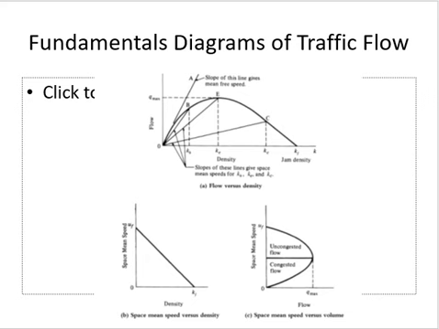Then we have the relationship between flow and density. So again we start from 0. Flow is 0, density is 0. Density 0 means no vehicles on the road. So the flow is 0. It's like an empty vessel. There's nothing inside, so obviously there is no flow. Then density increases and flow also increases.